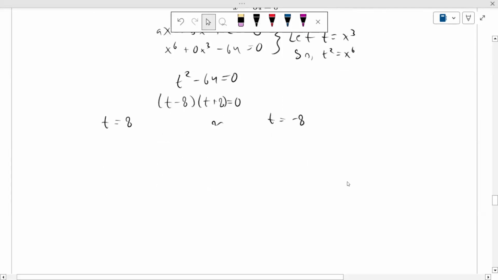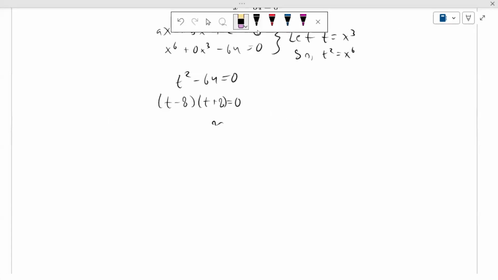All right. And you know what? The great thing about factoring is I could write this. t minus 8 is equal to 0, or t plus 8 is equal to 0, right? Yeah, so either this term is equal to 0 or that term is equal to 0, right? So we can just start off that way, right? And then now we have t is equal to x cubed. So this is the same thing as saying that x cubed minus 8 is equal to 0. And this is the same thing as saying x cubed plus 8 is equal to 0, right?